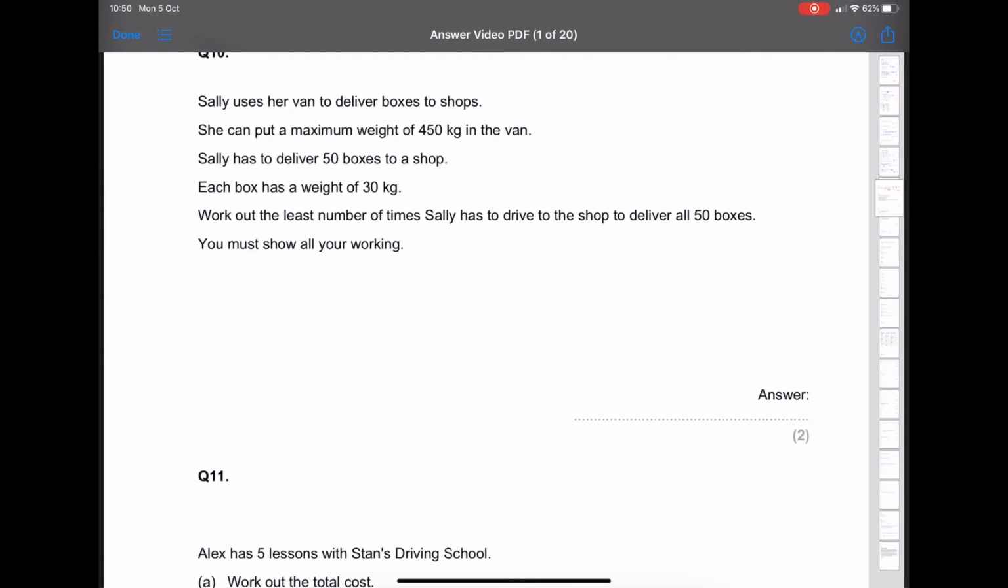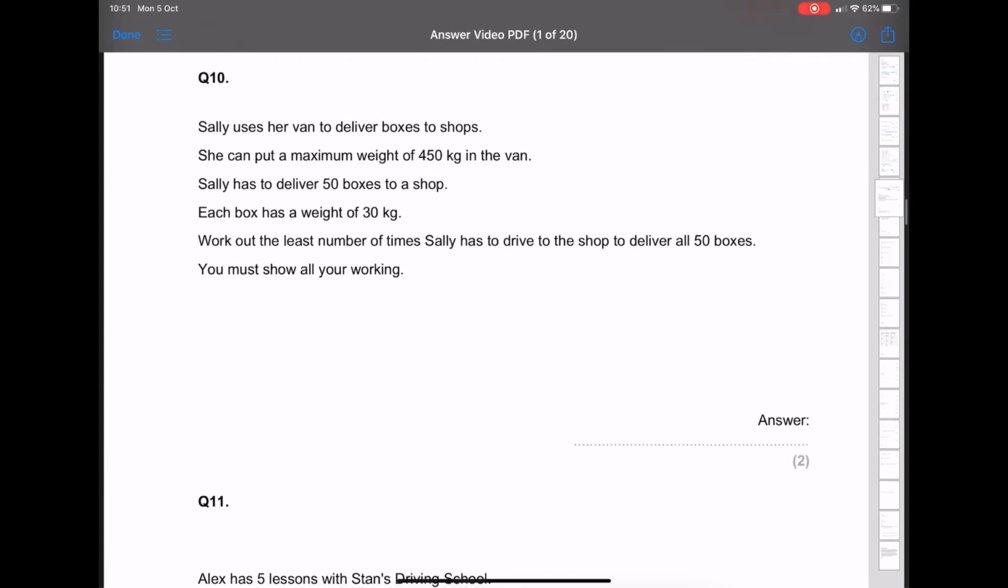Each box has a weight of 30 kilograms. Work out the least number of times Sally has to drive to the shop to deliver all 50 boxes. You must show your working. A lot of people were getting a bit confused. I think they were making it a bit harder than it had to be, so I just want to go through it step by step and make sure that you're understanding it.